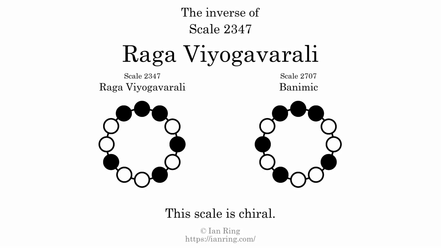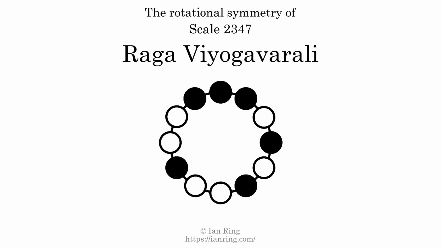The inverse of a scale is a mirror image. It is what you get when the sequence of intervals is reversed. The inverse of this scale is scale 2707, also known as Benimic. This scale is chiral. It cannot transform into its inverse by rotational transformation. This scale has no rotational symmetry.